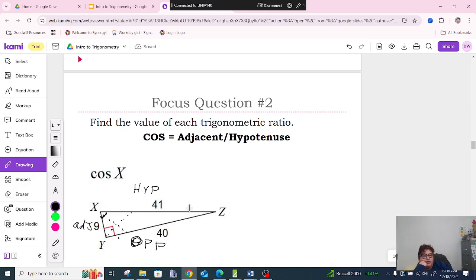Okay, cosine equals adjacent over hypotenuse. What's adjacent? 9. What's hypotenuse? 41. Now, neither one of these fractions could be reduced. But if it can be reduced, you have to reduce the fraction. But 9 and 41 is prime, so it can't be reduced.